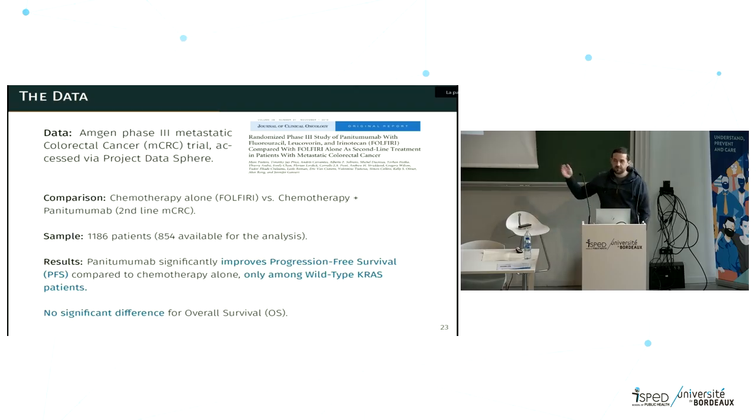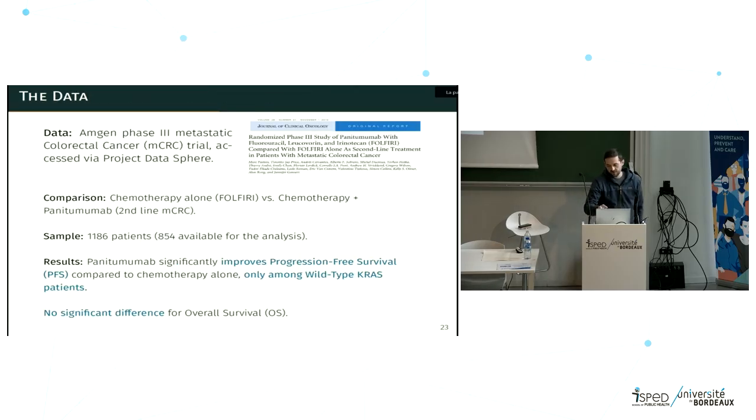Actually, it's good because we can compare our results to the full data results and see how well we are doing. The results are published. It's from 2010, so it's quite old, but they say panitumumab significantly improves PFS, progression-free survival, so it reduces the risk of progression, only among wild-type KRAS patients. KRAS is a gene with two variants, wild-type or mutant, and this treatment only works among the wild-type. So we have this treatment effect modifier that we need to take into account. And they mention no significant difference for overall survival.